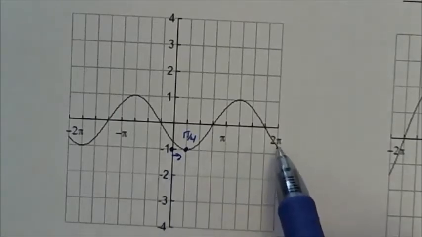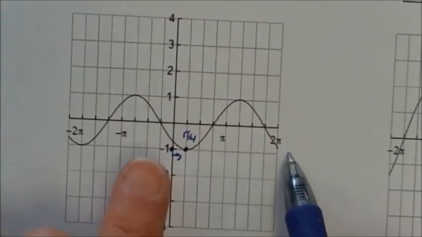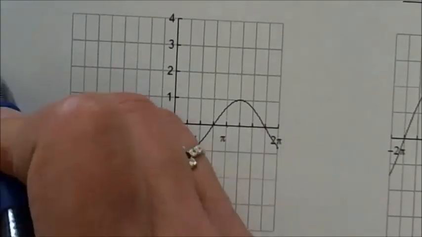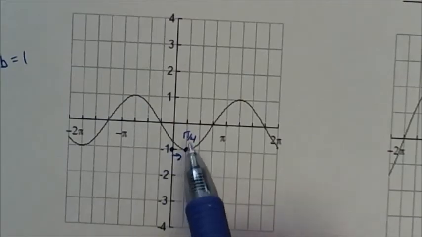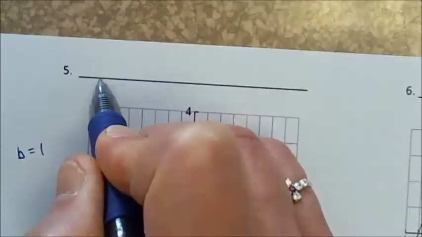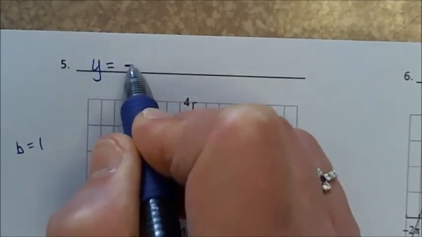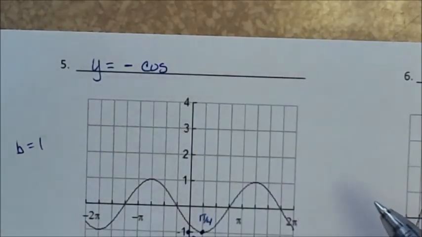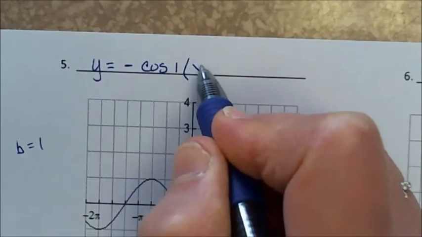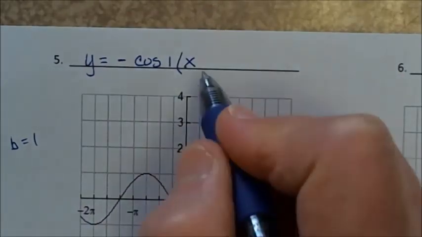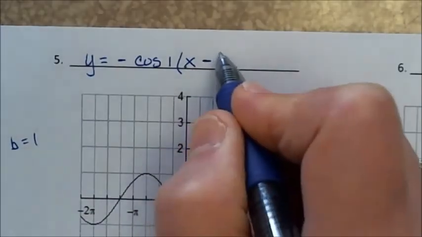So the b value is 2 pi. If I extend this a quarter more out here, that'll give me one complete inverted cosine curve. From here to here is 2 pi, so our b value is 1. We're starting down at -1. So as a cosine curve, this would be y equals negative cosine 1x, and this is a shift to the right, so that would be minus pi over 4.